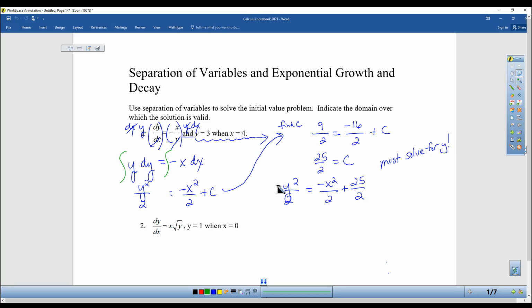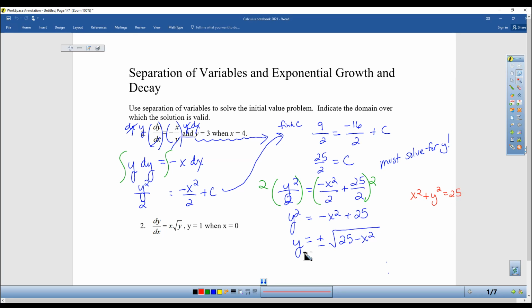So my first step is to clear my fractions. I'm going to multiply through by 2. I get y squared is equal to negative x squared plus 25. I'm almost there. And y is equal to plus or minus the square root of 25 minus x squared. Now, I can't actually leave it plus or minus, because that wouldn't be a function. I don't know if you recognize this. Let's maybe just change it around a little bit by putting the x squared over with the y squared. Do you recognize it? It's a circle.